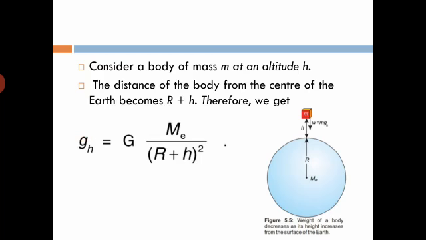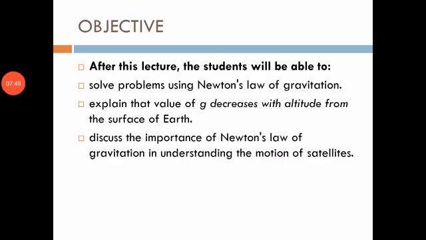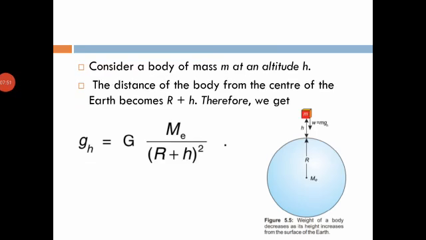Why does weight decrease? Because the weight depends upon the mass of the body and the gravitational acceleration. We know that mass does not change, but the gravitational acceleration, or we can say the acceleration due to gravity, changes. Therefore, the value of g also changes, or we can say it decreases when its height increases.